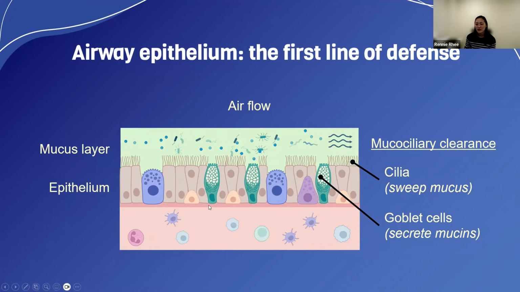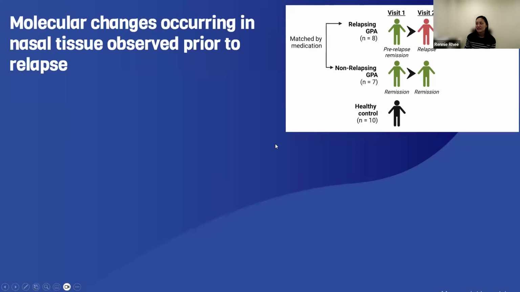So we wanted to study this layer from our patients, and we did this by taking those same nasal brushes, or a different set of nasal brushes from patients, again focusing on GPA just because they have the really severe sinus and nasal inflammation, and looking at people who relapsed versus those who didn't, compared to healthy controls. And we submitted those samples to a lab where they are able to do all of this fancy molecular sequencing to look at markers in those nasal brushes.